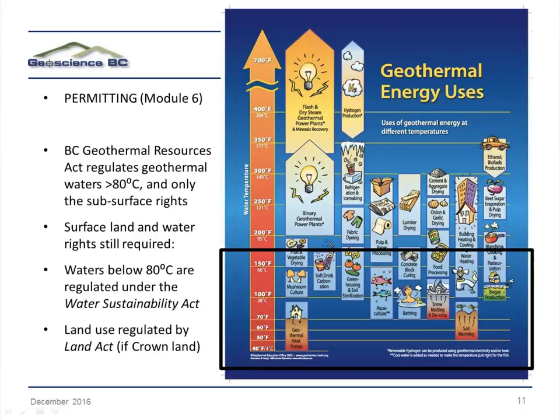For direct use, on the other hand, which ideally would be waters that are under 80 degrees Celsius, so that you are not regulated under the BC Geothermal Resources Act, again, you would still require the surface land and water rights. And so these are regulated under the Water Sustainability Act and the Land Act if the land is Crown land.